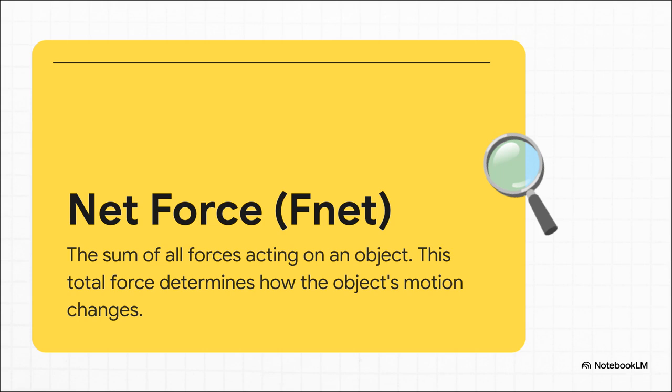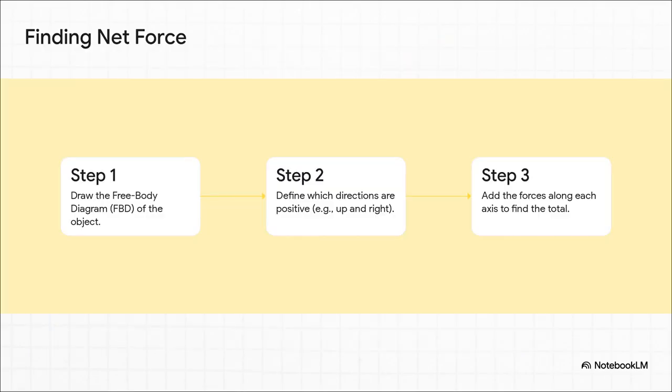If the net force is 0, the tug-of-war is a tie, and the object's motion doesn't change. But if it's anything other than 0, well, someone's winning, and the object is going to accelerate. It'll speed up, slow down, or change direction. The net force is the bottom line. It's what really matters. And calculating it is a really straightforward 3-step process.